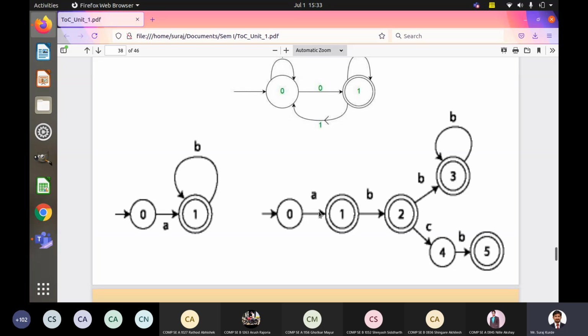This arrow represents the transition from state 0 to state 1, state 2 to state 3, or from state 2 to state 4. These are the transitions. So an arrow represents movement from one state to another state. On each arrow there is one alphabet, A, B, C, like this, or 0, 1, or AB.